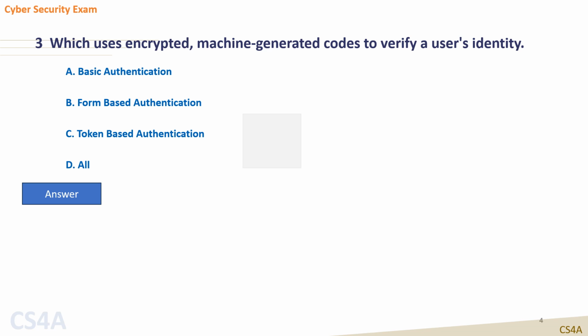So out of these three, basic authentication involves sending a plain username and password, and form-based authentication also uses a username and password. Only in token-based authentication, the computer-generated token or code is used to validate or verify the user's identity. So option C is the correct one.